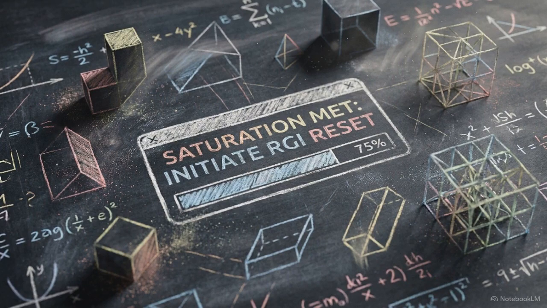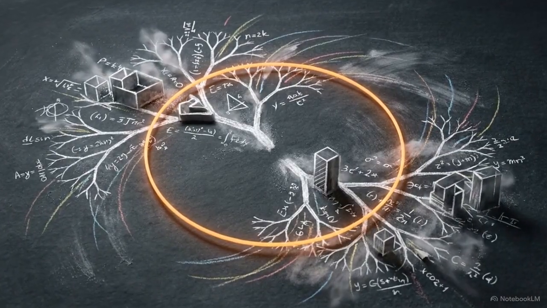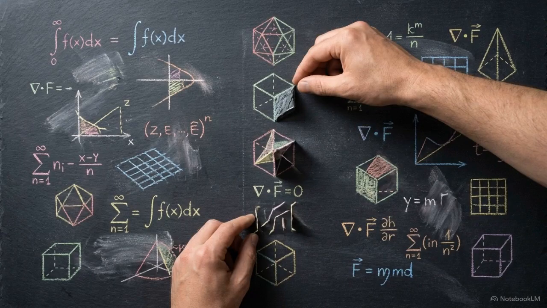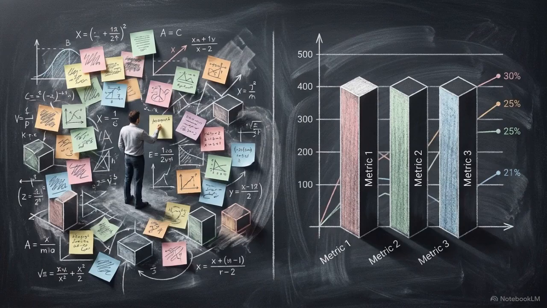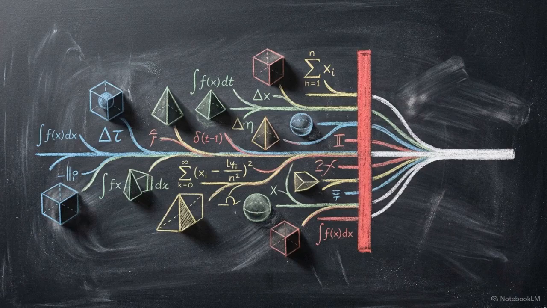This point of saturation is the trigger for reset-gated intelligence, or RGI. RGI uses these saturation metrics to decide when it's time for a model or a researcher to stop branching out, and instead consolidate what they've found. By using these objective cues, saturation replaces the subjective decision of when to stop with a measurable indicator that a phase change is required.